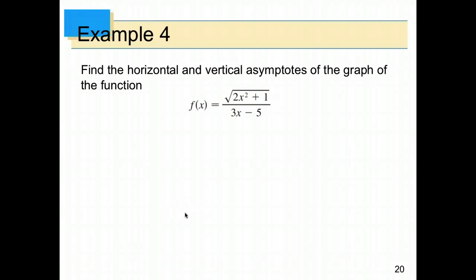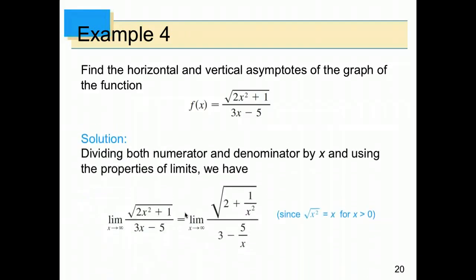Here's another example. In this next example, we're going to find the horizontal and vertical asymptotes of the graph of this function f of x, which is radical 2x squared plus 1 over 3x minus 5. Now, dividing both the numerator and denominator by x and using the properties of the limits, we've got the following. Now remember, we're dividing by x because that's the highest power of x in the denominator.